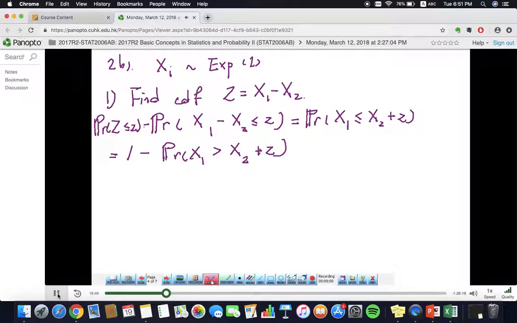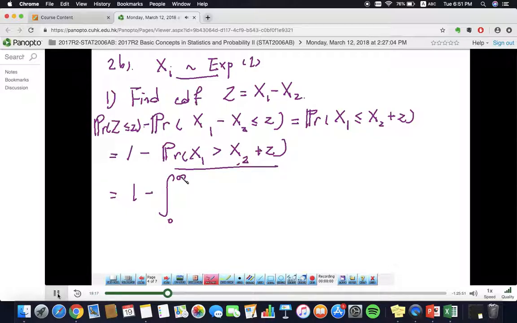I'm not claiming that it is a must, but it's more convenient. Why? As we are dealing with the exponential distributions. Apparently, using this expression seems to be much easier to compute. So we have 1 minus, keeping the same thing, and now we're integrating all possibilities of x2, from 0 up to infinity as you expect.